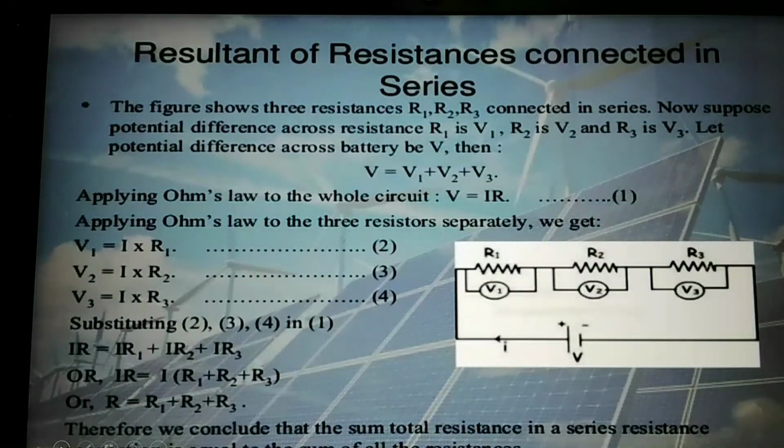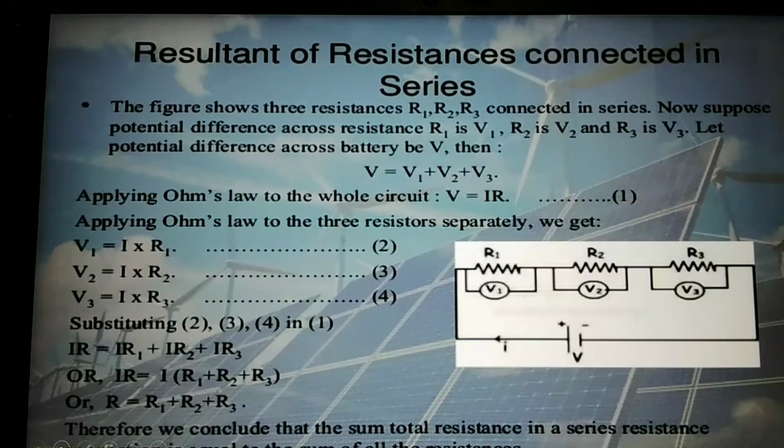Resultant of resistances connected in series, once again. The figure shows three resistances R1, R2 and R3 connected in series. Now suppose the potential difference across resistance R1 is V1, R2 is V2 and R3 is V3. Let the potential difference across the battery be V, then V is equal to V1 plus V2 plus V3. Applying Ohm's law to the whole circuit, V is equal to IR. Applying Ohm's law to the three resistors separately, we get V1 is equal to IR1, V2 is equal to IR2 and V3 is equal to IR3.